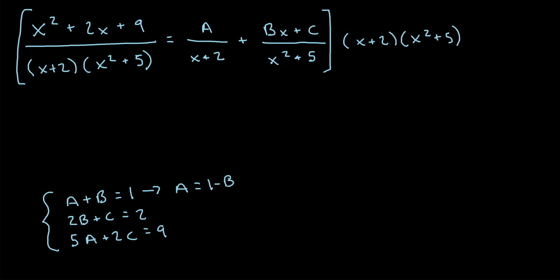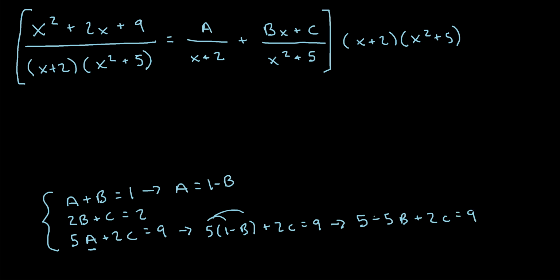Now what we can do is plug in this 1 minus b for a into this last equation. So if we do that, we get 5 times 1 minus b plus 2c is equal to 9. And if we distribute this 5, we get 5 minus 5b plus 2c is equal to 9. And we can move this 5 over to the right-hand side, so we get negative 5b plus 2c is equal to 9 minus 5, which is 4. Okay, so now we have negative 5b plus 2c is equal to 4.